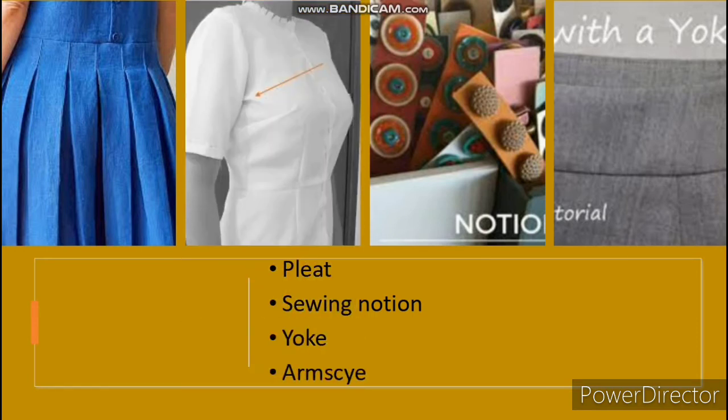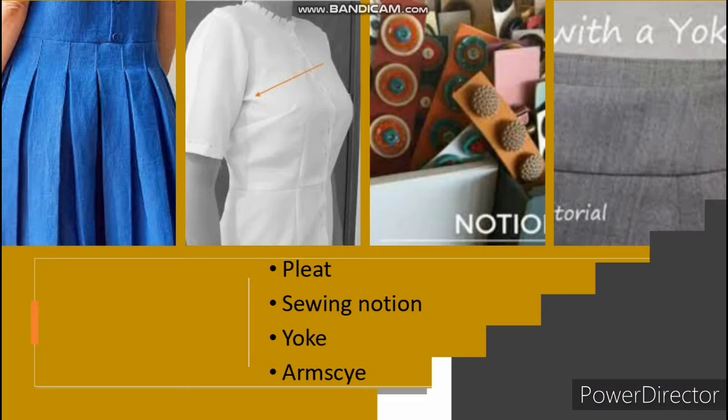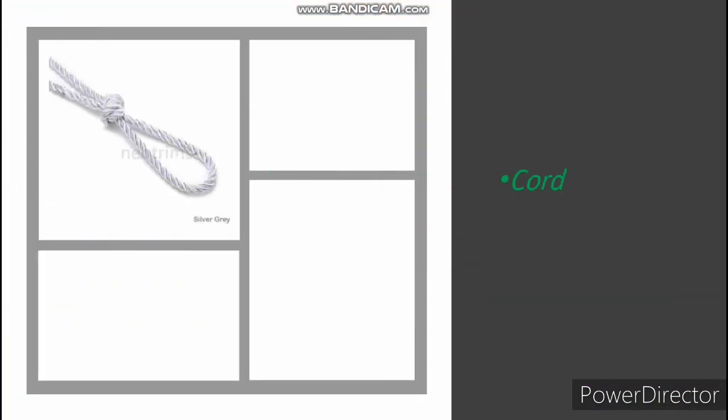Armside. Armside, in layman's terms, or rather in the sewing word, is the armhole in a shirt. You can see it there. It's an armhole in a shirt. Cord. Cord, you see that one. Cord is seen in a fancy cotton, and sometimes we use it for Christmas decoration. A cord is made of twisted fabric. It could be thick or narrow depending on the use.